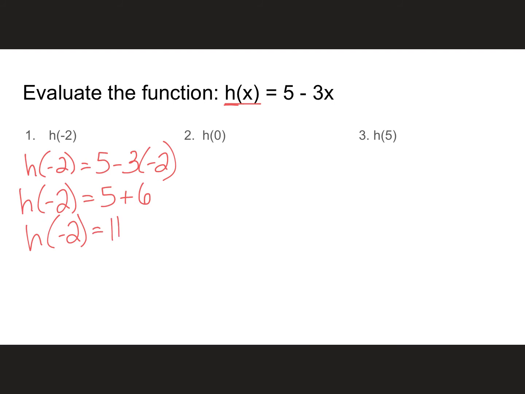Pause the video and try to do numbers 2 and 3 on your own. Okay, so for number 2, h of 0, you should have gotten 5. And for h of 5, you should have gotten negative 10. If you didn't get those, make sure to check your work.